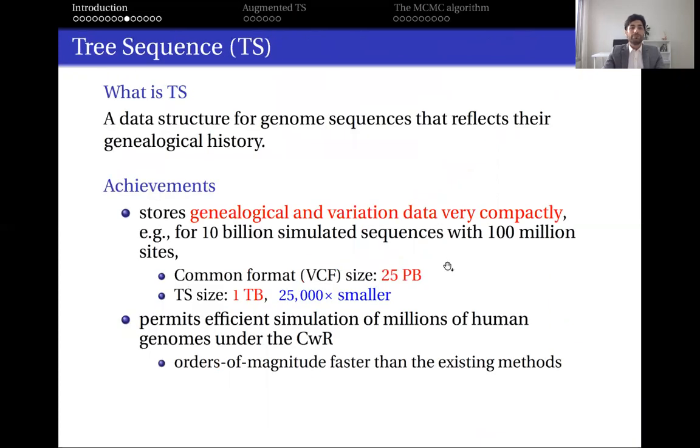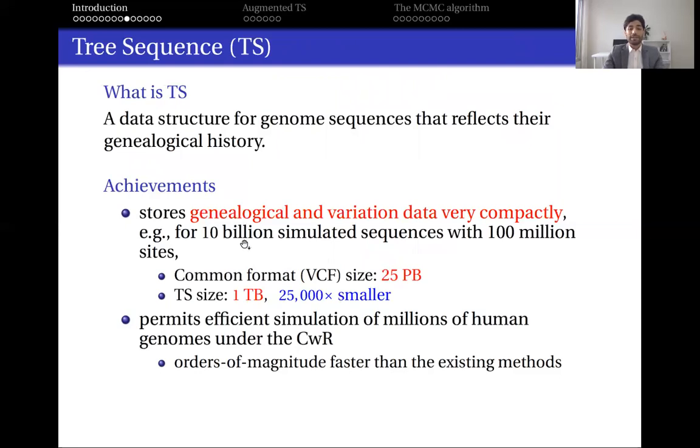A breakthrough in population genetics occurred, in my opinion, in 2016, when Jerome Kelleher and colleagues in Oxford introduced this data structure, the tree sequence, that offers orders of magnitude efficiency gains in storing and simulating DNA sequences. Tree sequence stores genealogical and variation data very compactly.